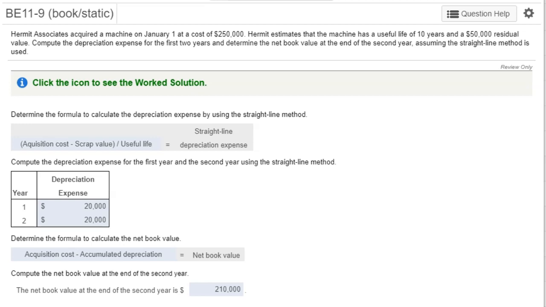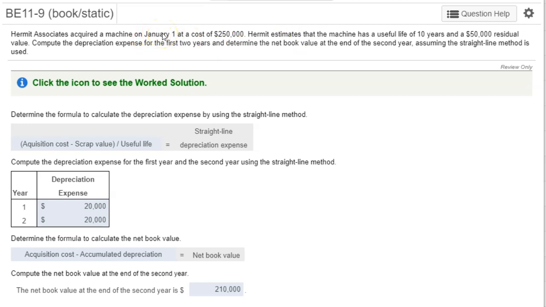We simply take cost minus residual value divide by the useful life. So in this case we have a cost of 250,000, residual value 50. 250 minus 50, we have $200,000, and we divide that by 10 years, so that's going to give us 20,000 of straight line depreciation each year. In this case, there is no partial year because we started this on January 1st.